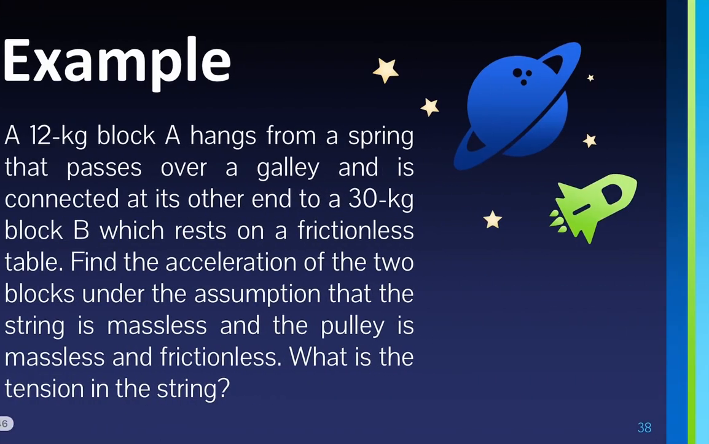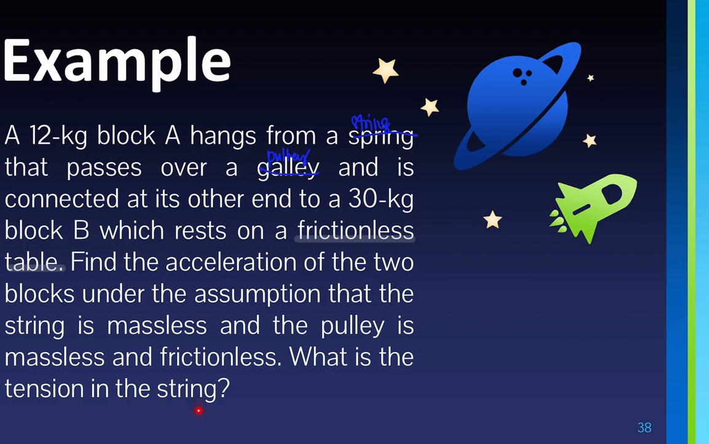Okay, for the next problem, a 12-kilogram block A hangs from a string that passes over a pulley and is connected at its other end to a 30-kilogram block B, which rests on a frictionless table. It's important to take note of this. Find the acceleration of the two blocks under the assumption that the string is massless and the pulley is massless and frictionless. The question is, what is the tension in the string?